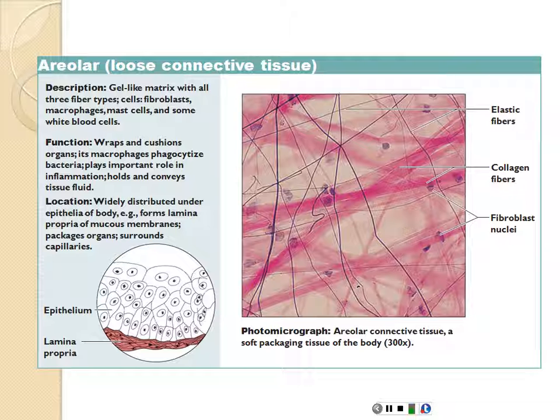Areolar tissue has a gel-like matrix with the three types of fibers we just mentioned. And they wrap and cushion organs, and they're widely distributed under epithelium. So they form the lamina propria of mucous membranes.